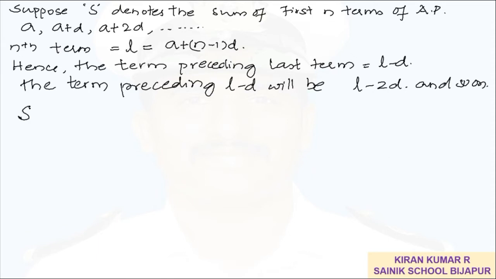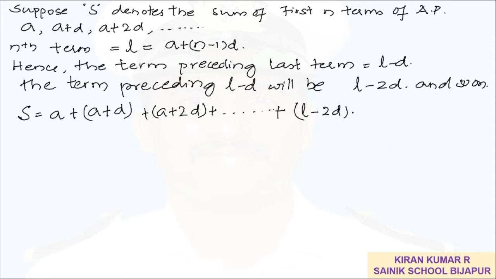Let me consider the sum of the terms. It will be a plus a plus d plus a plus 2d plus, somewhere we have l minus 2d, next to that will be l minus d, next to that will be the last term, which is l. Let me write this as equation 1.